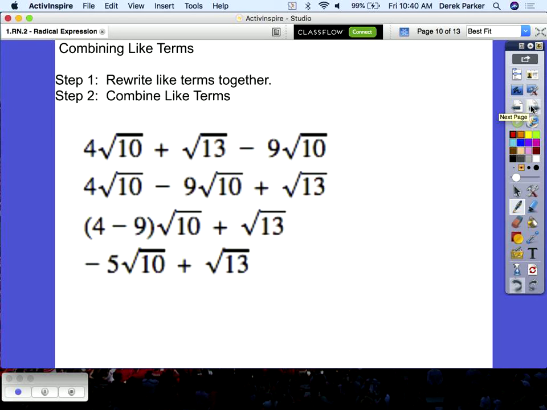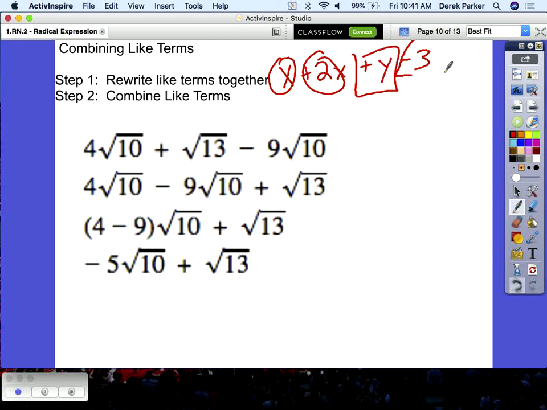Now, combining like terms. When combining like terms, you can only combine the ones where the number in the radicand is the same. So for example, 4 square root of 10 plus the square root of 13 minus 9 square root of 10. Remember when in 6th grade you learned how to do a problem like this, x plus 2x plus y minus 3, and I would tell you to circle my x's, square off my y's, and triangle the constant. This is essentially the same concept, except now you're doing it with a radicand.